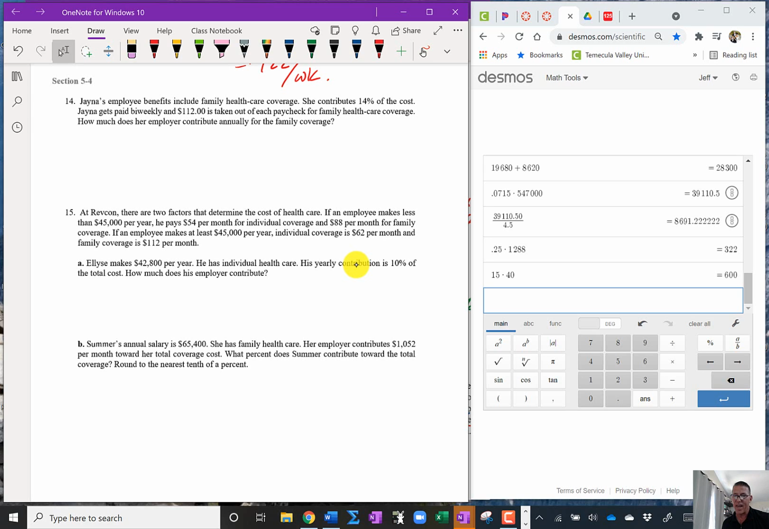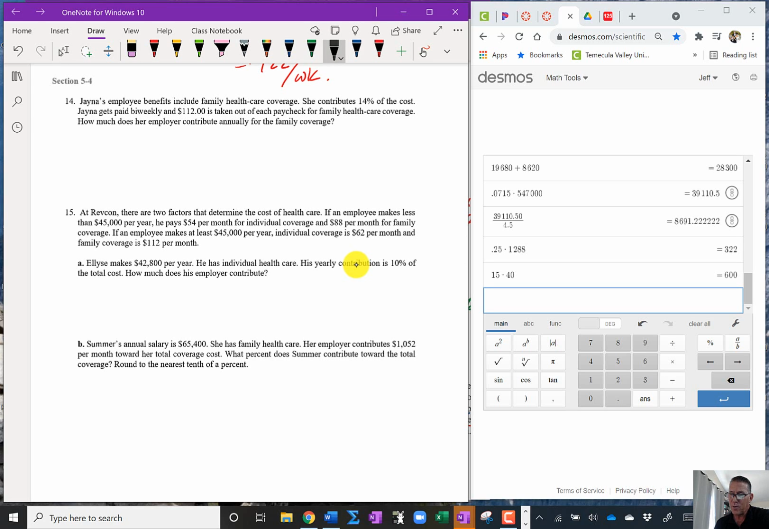All right, number 14, Jana's employees' benefits include family health care coverage. She contributes 14% of the cost. Jana gets paid bi-weekly. Underline that, that's important. And $112 is taken out of each paycheck for family coverage. All right, the question is what does their employer contribute annually? Okay, keyword annually.